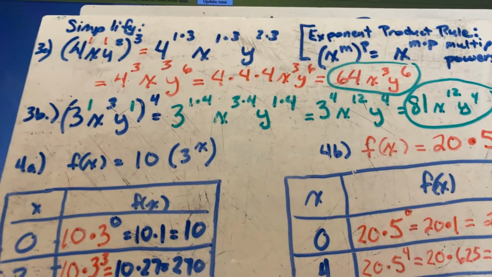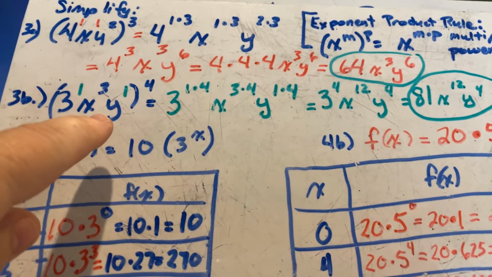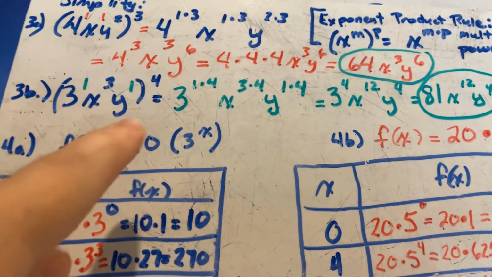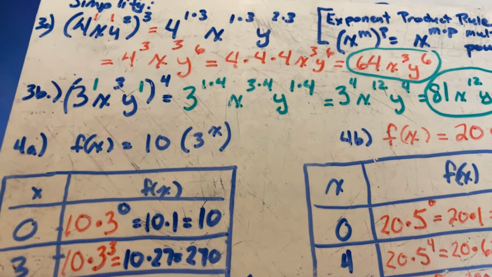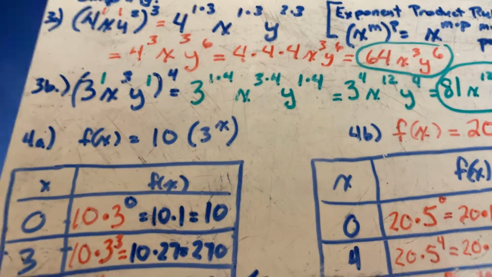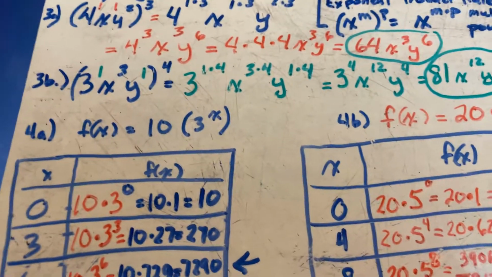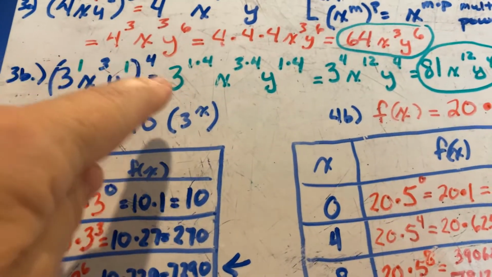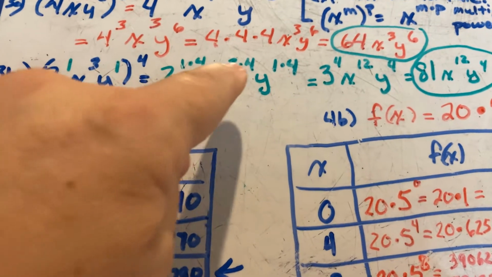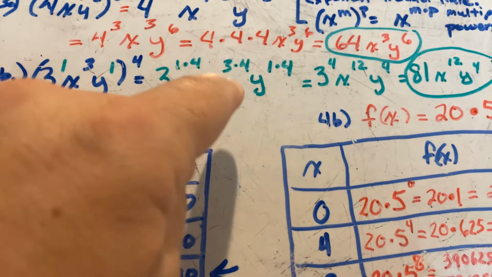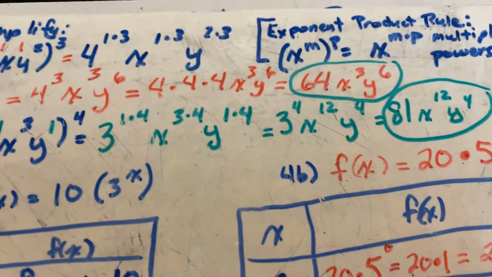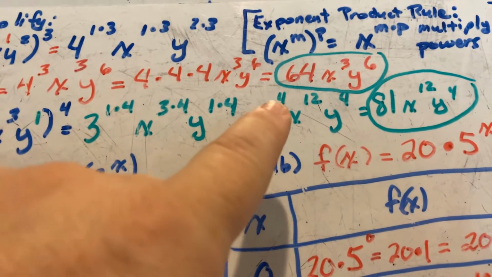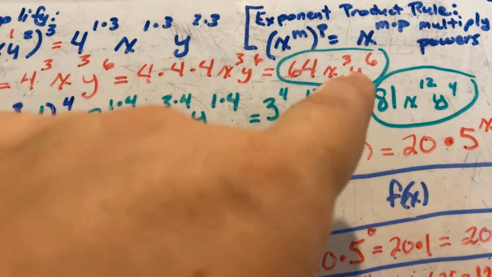A second example, 3x cubed y, all that raised to the fourth power. Again, notice I've inserted the ones in the exponents that are missing. It's a good strategy, and it helps you not to lose or make a mistake with the product rule. So 1 times 4 is 4, and 3x to the 3 times 4 will be 12, and y to the 1 times 4 will be y to the 4th. So my answer appears to be 3 to the 4th, x to the 12th, y to the 4th.